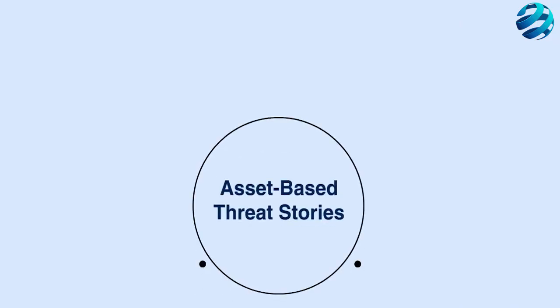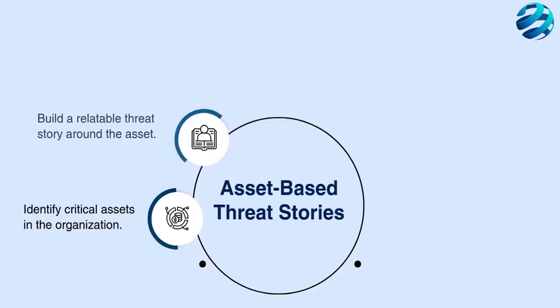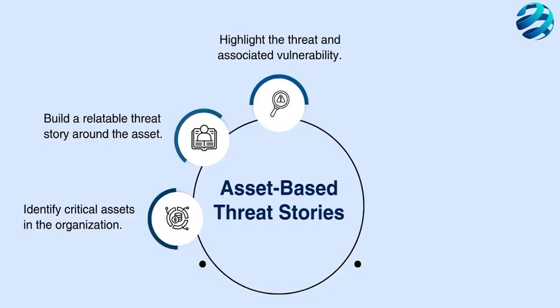Asset-based threat stories. The asset-based approach, central to both ISO and NIST frameworks, is an excellent starting point. This method begins by identifying a critical asset and then building a threat story around it. For example, consider this scenario. An unencrypted company laptop containing sensitive client data is stolen from an employee's car. Here, the asset is the laptop and the client data. The threat is physical theft, and the vulnerability is the lack of encryption.